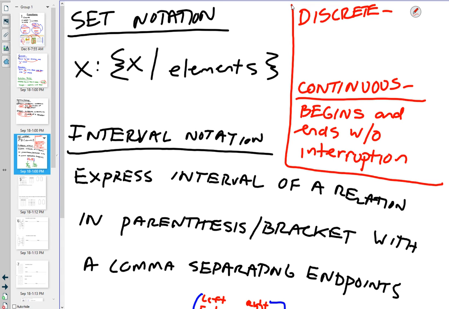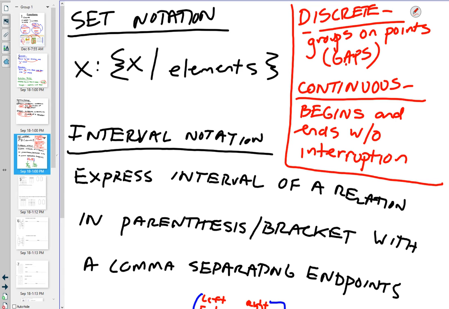Whereas when a function is discrete, a discrete function does have gaps. Now that might be confusing to some of you. So look, this is another oversimplification, but let's just think of this as a group of points. If you just see a group of points, and you do see some gaps, that's discrete.